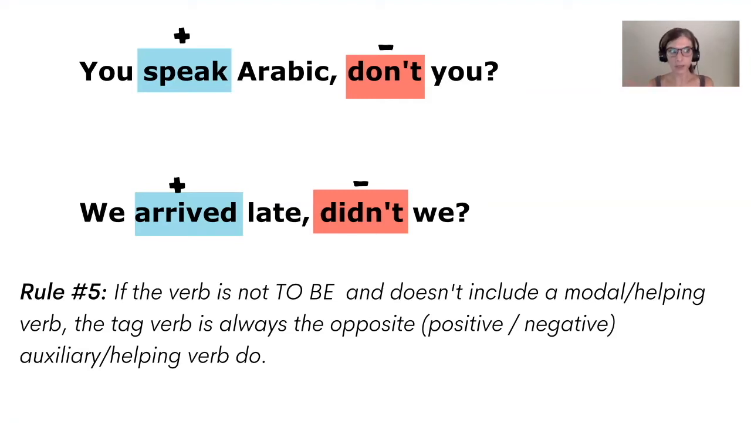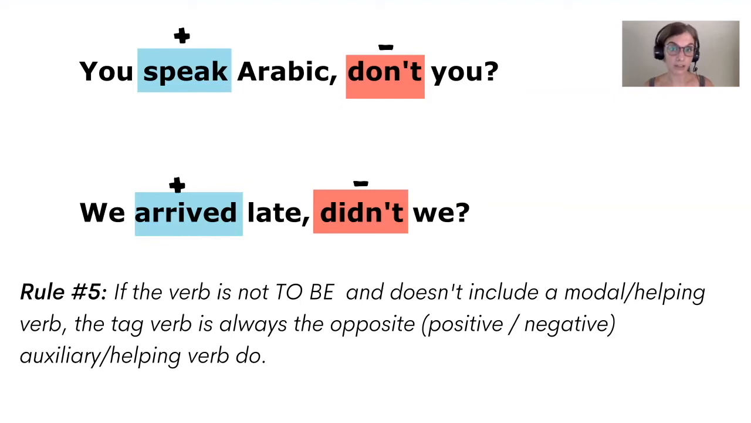Just a heads up, this is a little bit different in British English. In American English, if we use the word have in the main statement, because it's not be or a helping verb, then we would say do in the second part in the tag. So for example, you have a cat, don't you? That's how an American would say it.